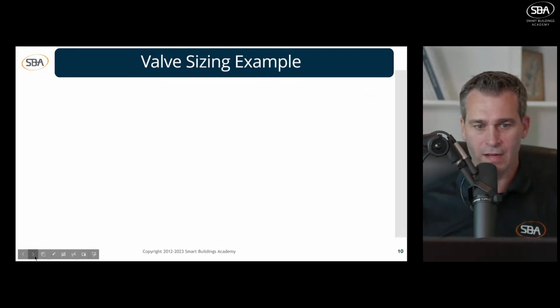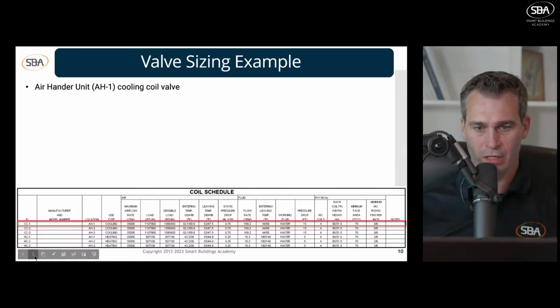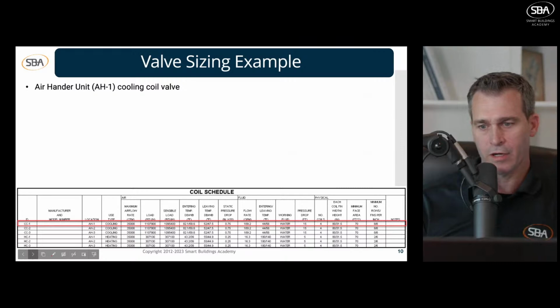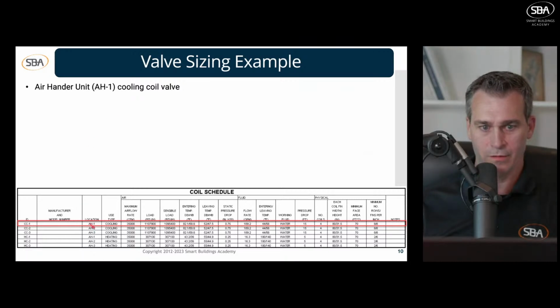Okay, so now that we know the equation, let's go ahead and do an example. So we're going to do a valve sizing example on an air handler chill water valve. Okay, so we're going to use this on the schedule down here, air handler 1. And we're just going to do the cooling coil, the CC1.